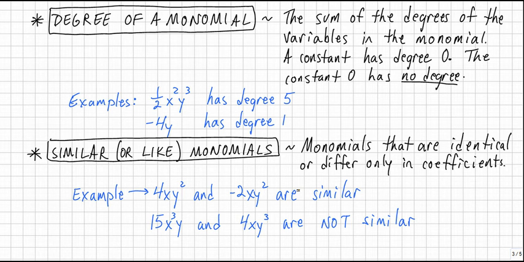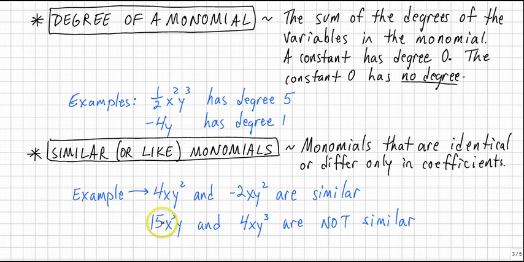Well, we're going to spend a lot of time worried about similar or like monomials, especially when we simplify. So when we refer to similar monomials or like monomials, we're talking about monomials that are identical, except for maybe their coefficients will be different. But other than that, they have to be identical. So for example, 4xy squared and negative 2xy squared. They're identical except for their coefficients. So 4 and negative 2 are different, but the variables are exactly the same. It's x to the first, y squared, x to the first, y squared. So those are similar.